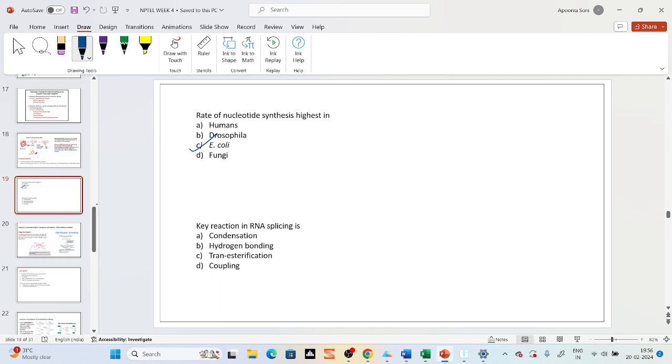Then the next question is, the key reaction in RNA splicing, this we have discussed: condensation, hydrogen bonding, transesterification or coupling. What is the key reaction that happens in RNA splicing? One minute I'll give you, then I'll switch the screen. Okay, now I'll switch the screen.